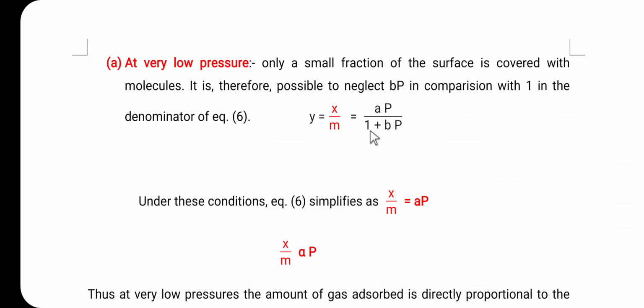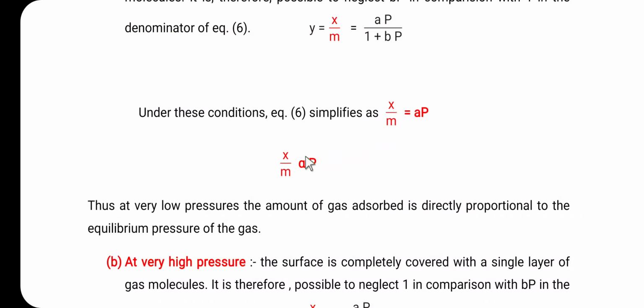So this equation can be written as x by m is equal to a into p. Once again, all of you know that a is the constant, and from this we can write x by m is directly proportional to p. So at very low pressure, the amount of the gas adsorbed per unit mass of the adsorbent is directly proportional to the equilibrium pressure of the gas. This is the first condition.